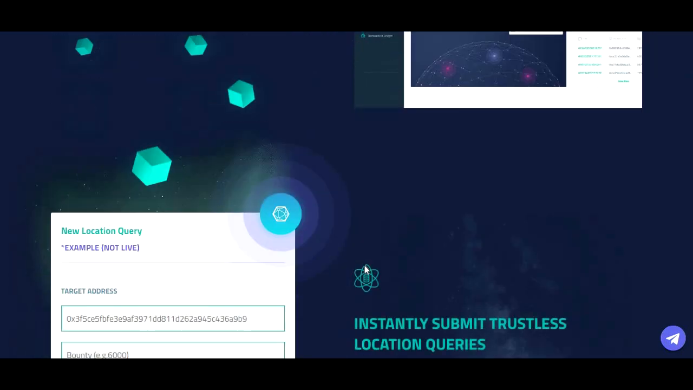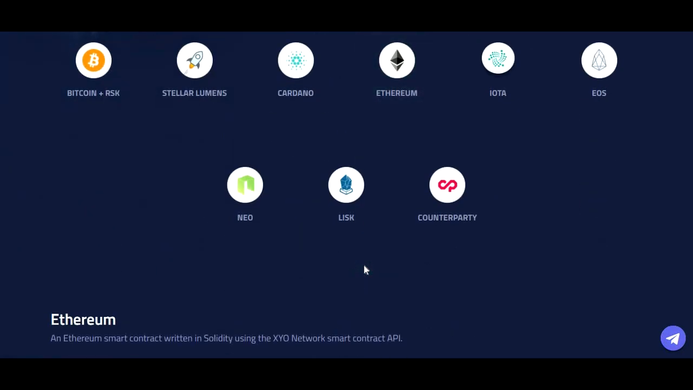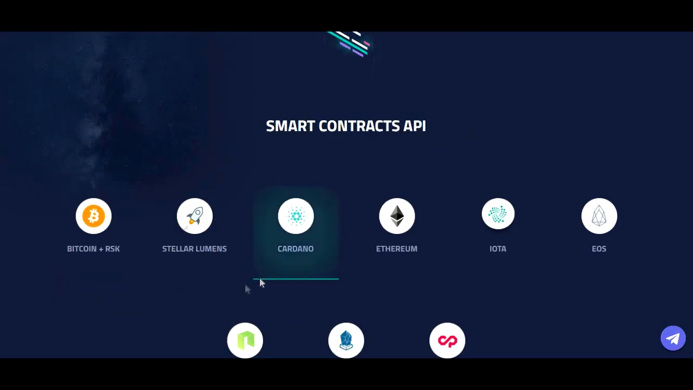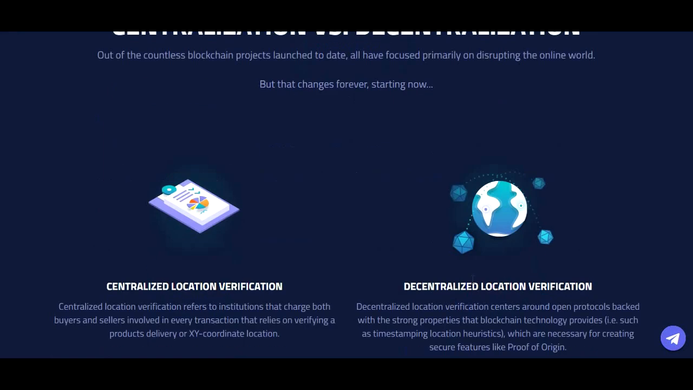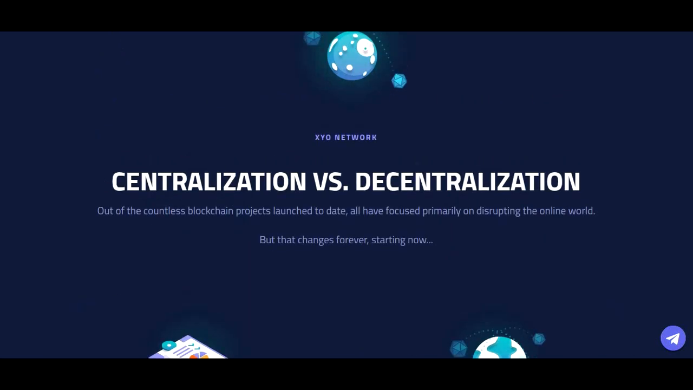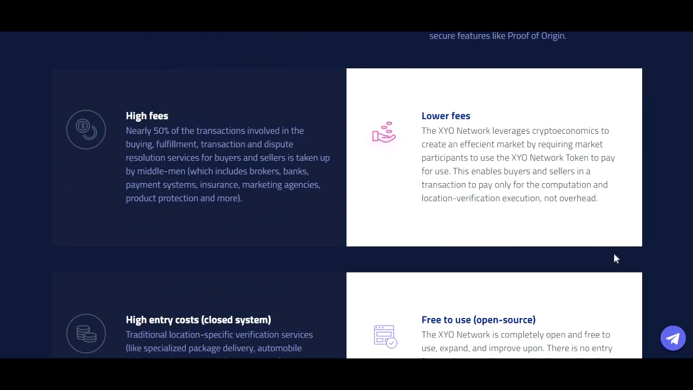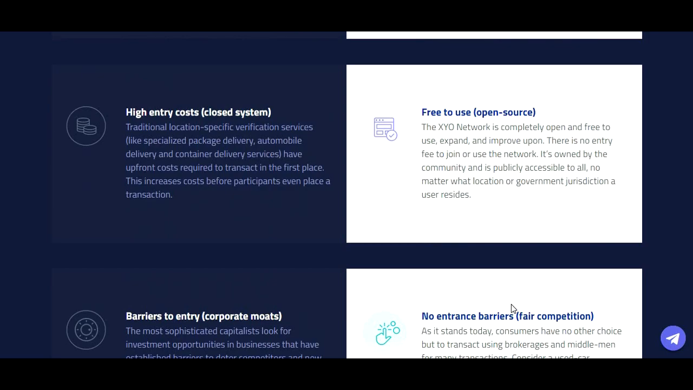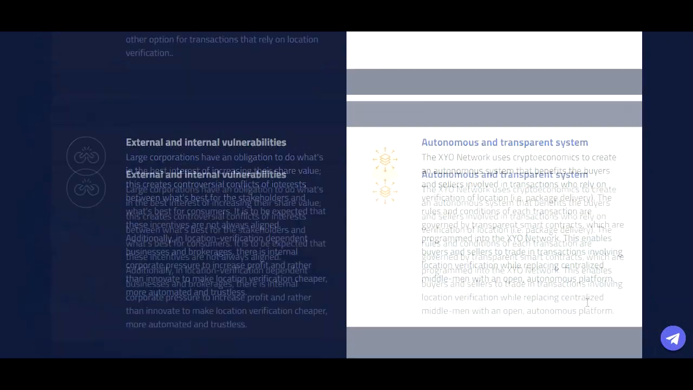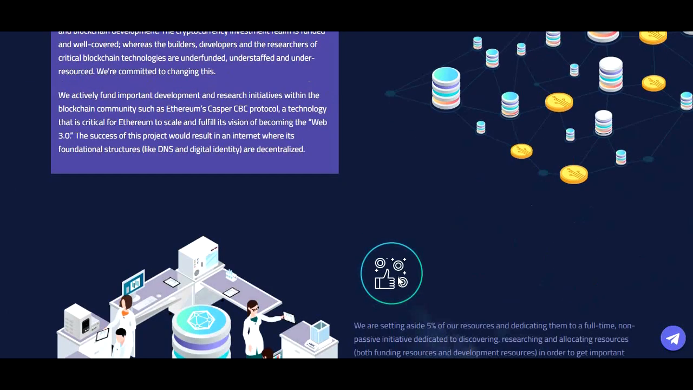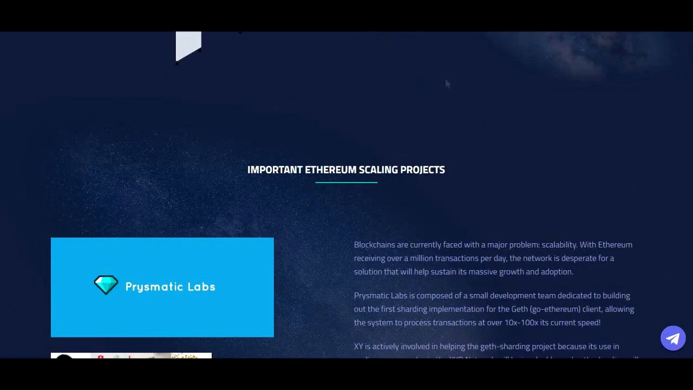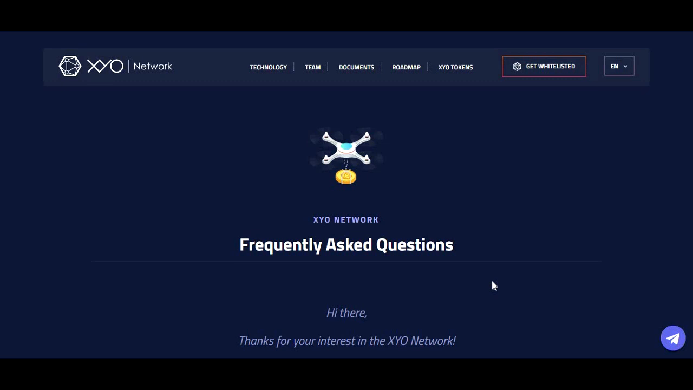So we see here examples of smart contracts API where they can be met, and also a comparison of centralized and decentralized platforms concerning some key issues. I mean the process of verification. It also deals with the amount of fees, with freedom to use, with entrance barriers and others. And if we have nothing to say about the figures, let's go to the section of token sale.